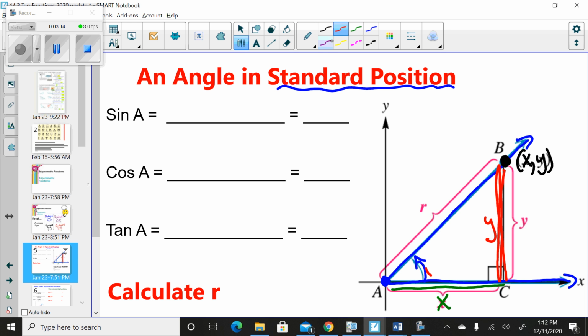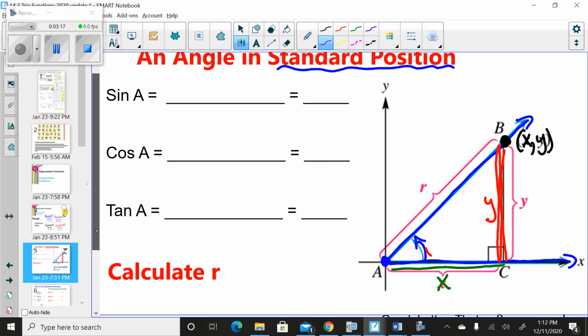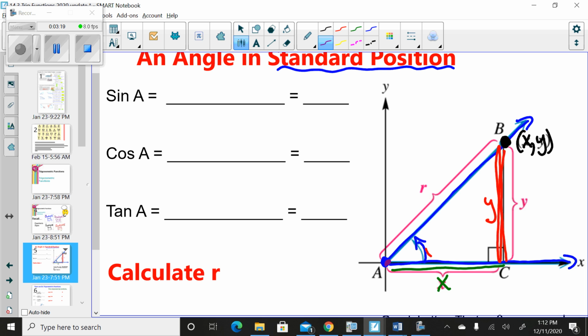Now, the other thing that we can keep track of is how far we are from the origin out to that location. And they're going to call that R. R for radius, almost like thinking of this as a circle, a distance from the center. So think of it sort of that way. They call it R, and we'll talk a lot more about that as the year goes on.